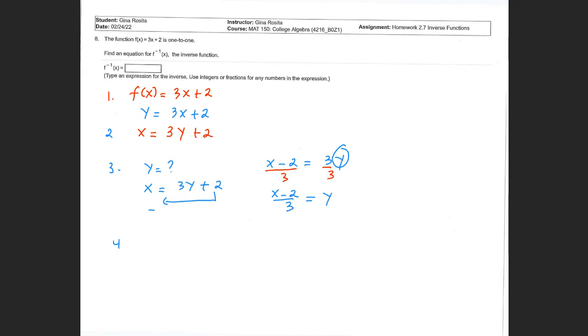Now replace y with f inverse of x. So now it's y equals x minus 2 over 3. So we replace y with f inverse of x equals x minus 2 over 3. It's not hard, yes? Now go to number 9.